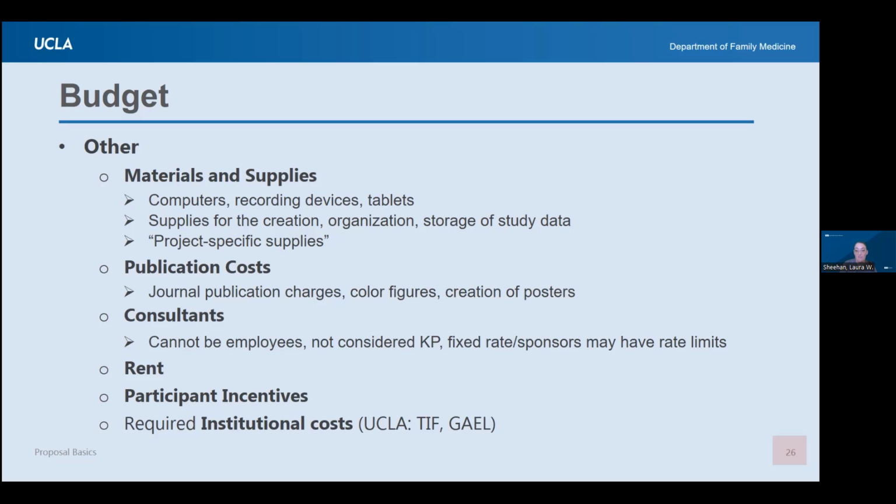Publication costs, journal fees, if you're going to create a poster for a conference, publication costs. Consultants, so these are not employees, they're not considered key personnel. Make sure you read the guidelines to see if there's any rate limit on how much you can pay them. Rent, incentives, talk to your department admin or your AO to find out if there's any mandatory institutional costs. Here at UCLA, we have stuff like TIF and Gale that might need to be included, and you're going to want to make sure that you roll that in.